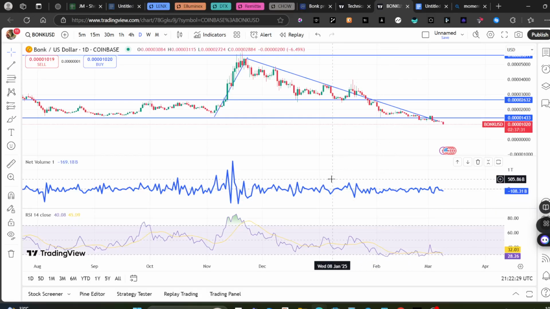And then finally, always practice in demo. If you're new to the net volume indicator, be sure to test it out on the demo account first. It will help you get comfortable with reading the volume bars and using them effectively in your strategy.